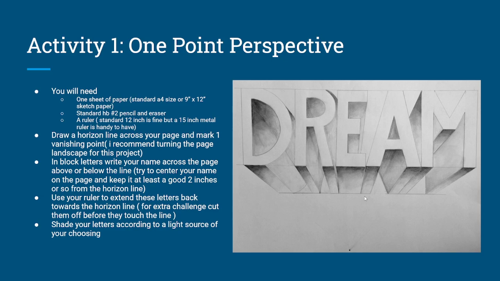Alright, I have 2 activities for you to practice. I recommend you do at least one of them. Here's activity 1. This is a 1-point perspective practice. You're going to need a sheet of printer paper or a sketch paper. Sketch paper doesn't typically come in the standard A4 size. It's normally 9 by 12 inches instead.